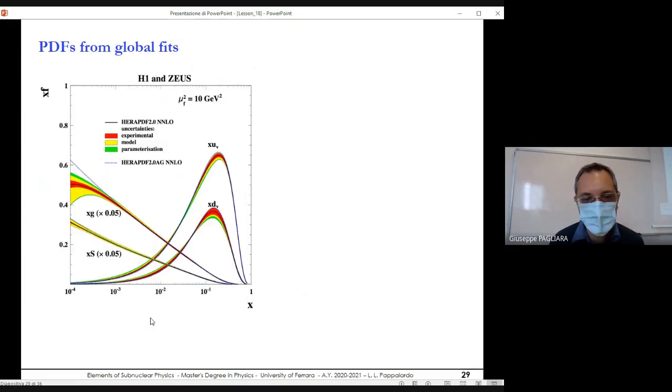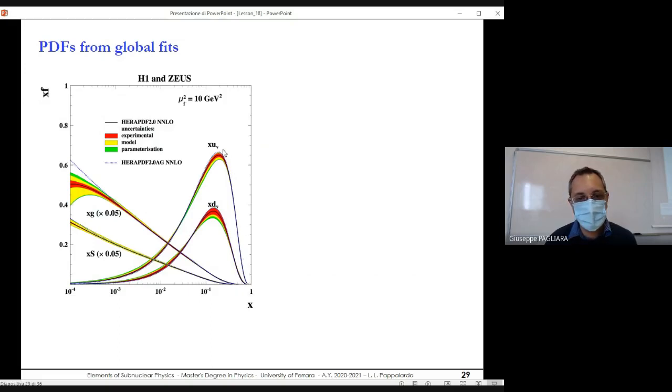Okay. These are now examples of results. These are only based on H1 and ZEUS results, but nonetheless these are global fits. So you see here the parton distribution function multiplied by x, for graphical reasons, as a function of x.